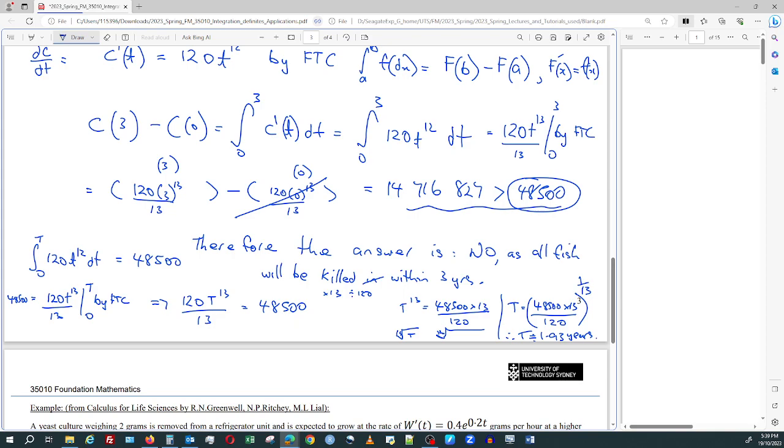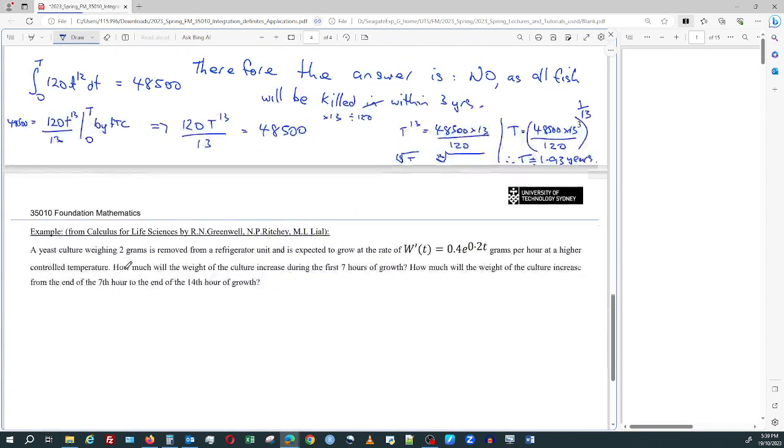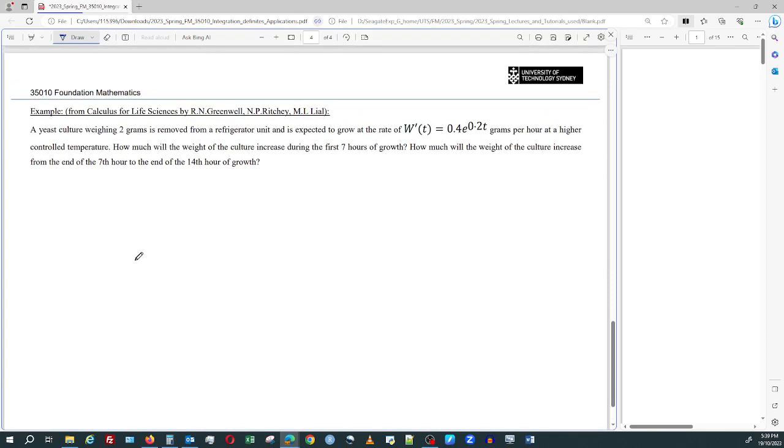All right, so the next one we want to have a look at is another example of a use of a differential that needs to be integrated. A yeast culture of 2 grams is removed from a refrigerator and expected to grow with a dW/dt growth rate of grams per hour at a higher controlled temperature. How much will the weight of the culture increase during the first 7 hours? How much will the weight of the culture increase at the end of the 7th hour?